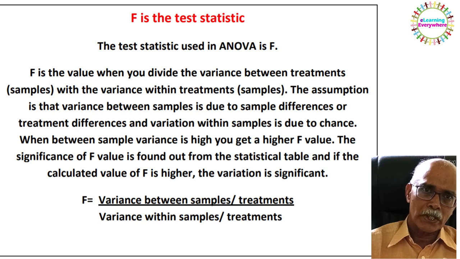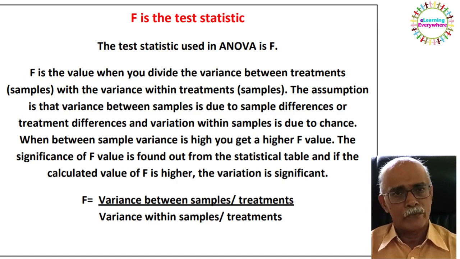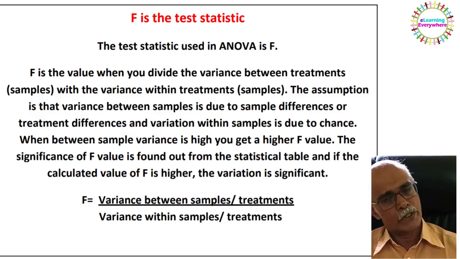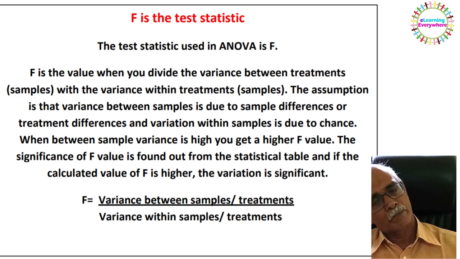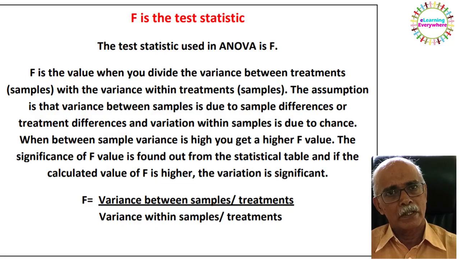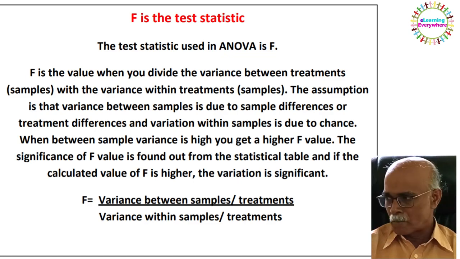And if you are considering only one variable at a time, you use a one-way analysis of variance or a one-way classification. And if you want to consider more number of characters or parameters or properties together, you use two-way Anova, for example. In both these cases, the test criterion, the test statistic, is F.